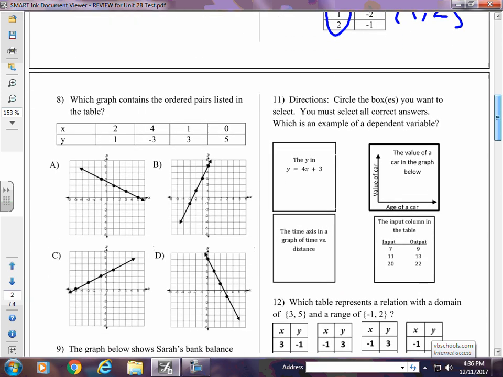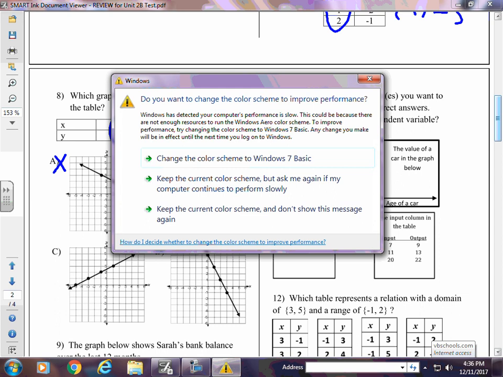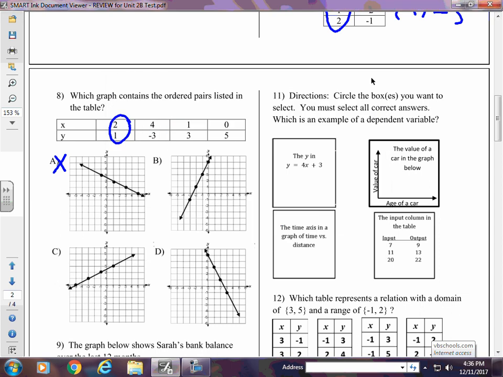Okay, for number 8, which graph contains the ordered pairs listed in the table? It's just a matter of checking your table and checking the graphs and seeing which one works. So if I start with 2, 1, this is one ordered pair. That means I go right 2 and up 1. Well, letter A does not have that dot, so we're throwing it out. If you go to letter B, right 2, up 1, there's no dot over there in the first quadrant, so B is out. Go to letter C, go right 2, up 1, again, no dot there. So by default, it's going to be letter D, but check out all the spots.